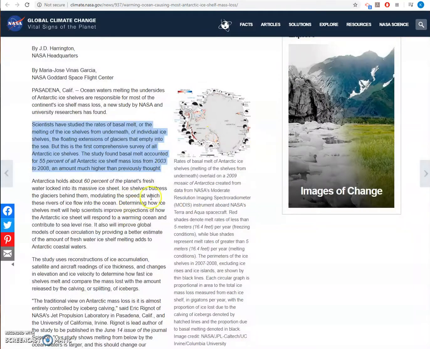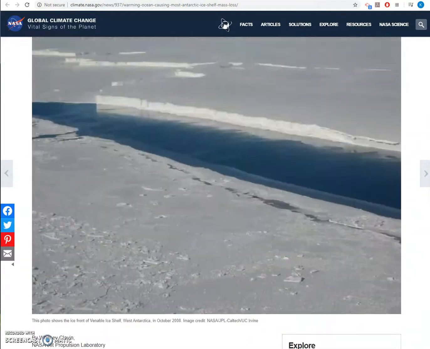This article is really, really detailed, but basically what it's saying is scientists have found that basal melt, which is melt from the water that the ice is sitting on top of melting the ice, right? Which it says right here. The melting of ice shelves from underneath, the floating extension of glaciers. That's what an ice shelf is. So we found that that's happening, and quite a bit. A lot of our ice is melting because of this basal melt, which happens when the temperature increases. And that's pretty much all you need to know.